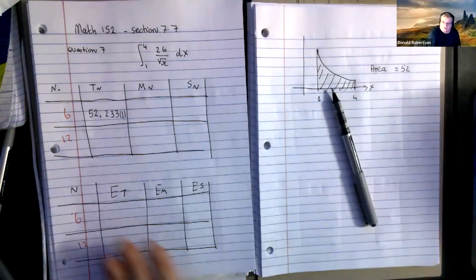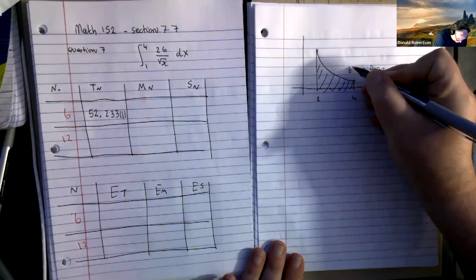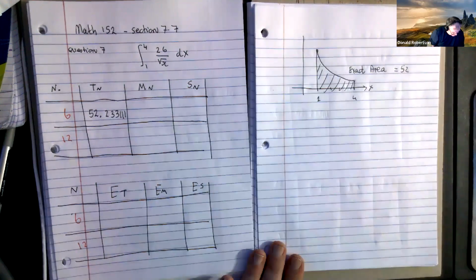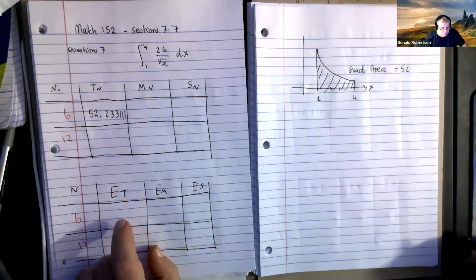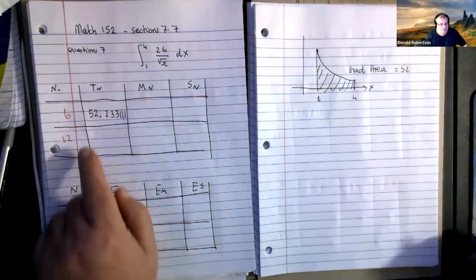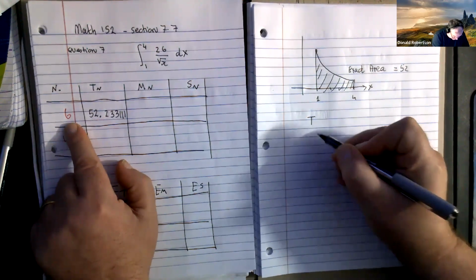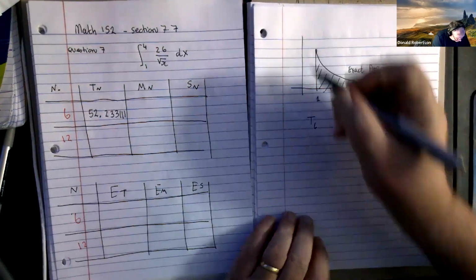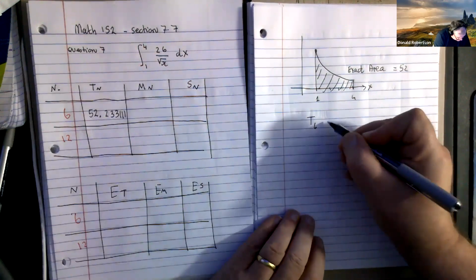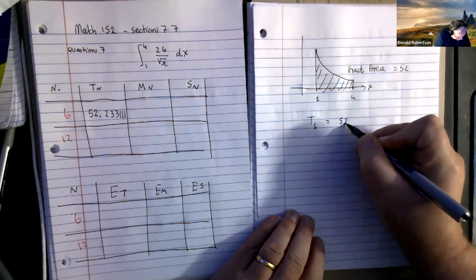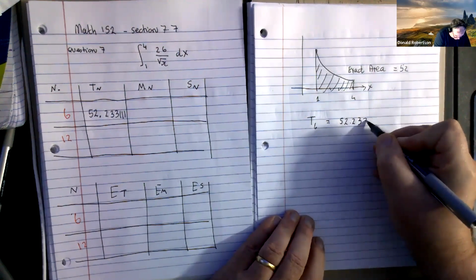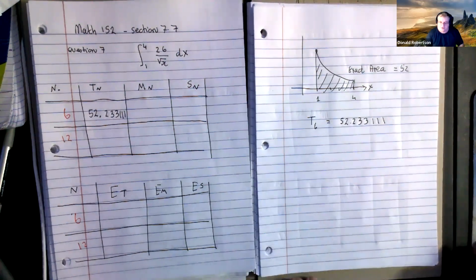So now let's return to our question and see how that is going to allow us to finish off this one here. So we now know the exact area. So what does ET mean? Well, the only one I've set up is this one here. If you use the trapezium rule and you use 6 strips and you do it on this function here, then the answer you will get is 52.233111. That's 6 decimal places.